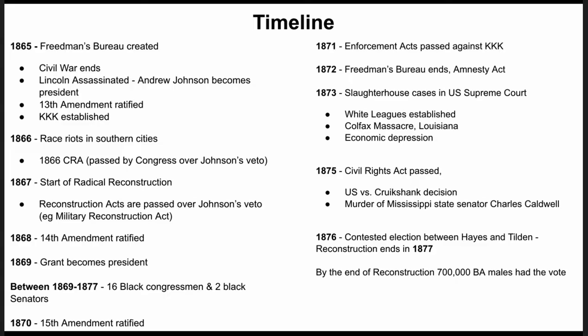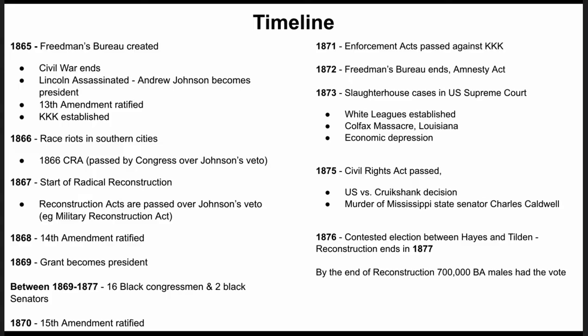In 1872, the Freedmen's Bureau ends, so that's quite short-lived. It only lasts from 65 to 72, and the Amnesty Act is passed, which gives ex-Confederates the right to hold public office, and this is where we start to see the ex-Confederates, the Southern Democrats, as they become, really start to take back control in the South.